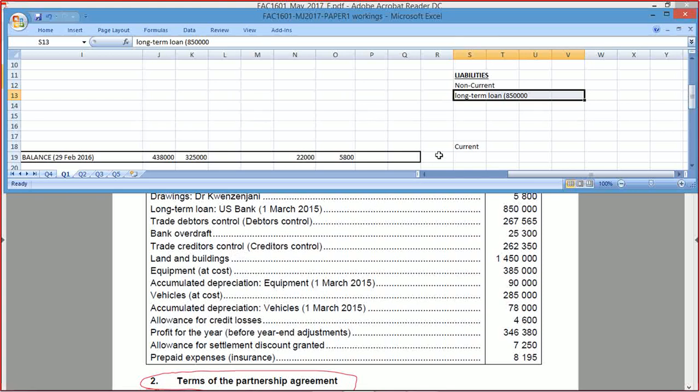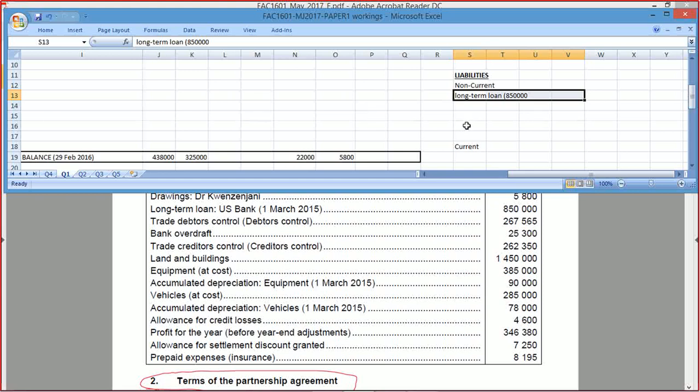Land and buildings is an asset I don't need for this question. Equipment? It's an asset, and I don't need it. Correct. For this question, I don't need it. Accumulated depreciation? Negative asset. Don't need it for this question.